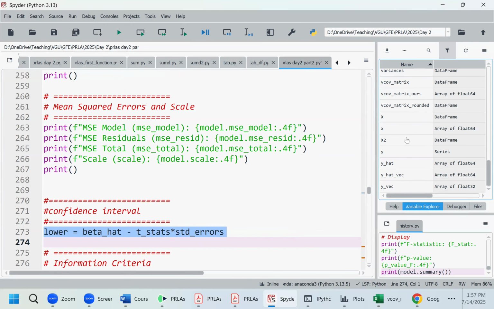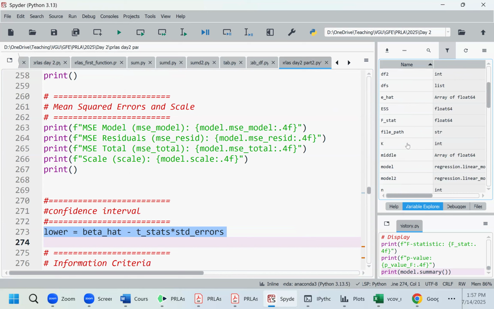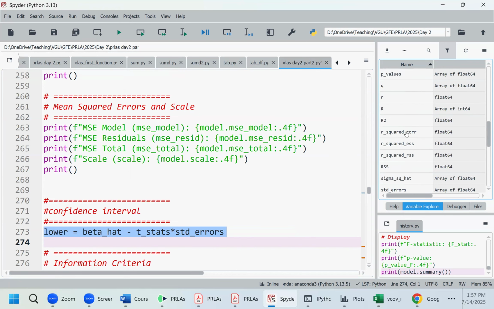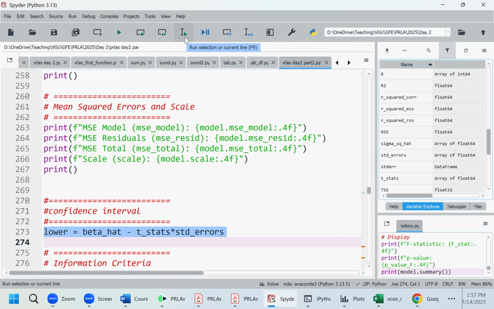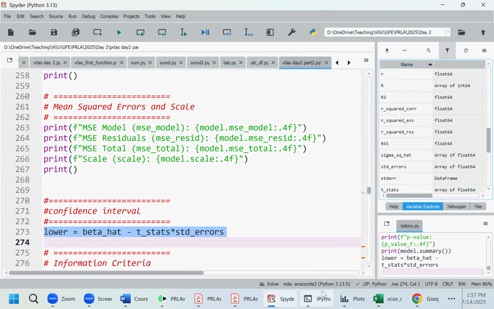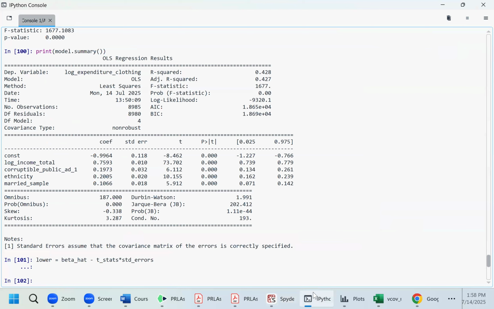For the beta hat, it is an array. I remember, so it cannot be wrong. Okay. And then for the standard errors, it is an array. Is that correct? So if you run this one, you think that it would work? What do you get? You get no complaint, right? That's lucky. Now, whether you get what you intended to get is a different question.